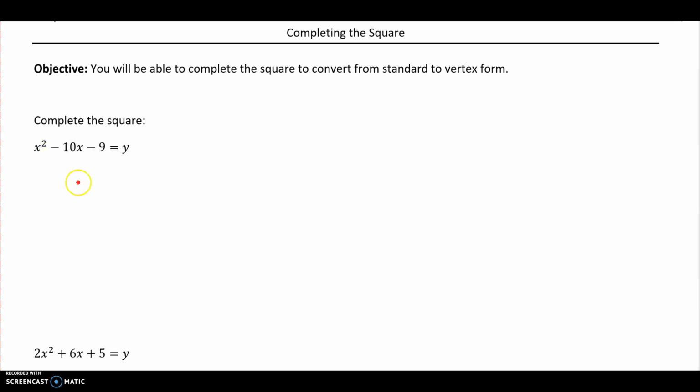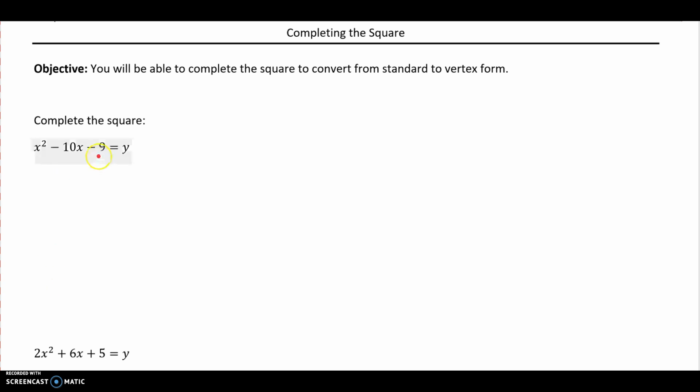So if I have x squared minus 10x minus 9 equals y, completing the square will help you put that in vertex form, which will help you find the vertex. Now what you need to know about completing the square is it will actually help you factor a polynomial that is unfactorable, and this will work on any polynomial.